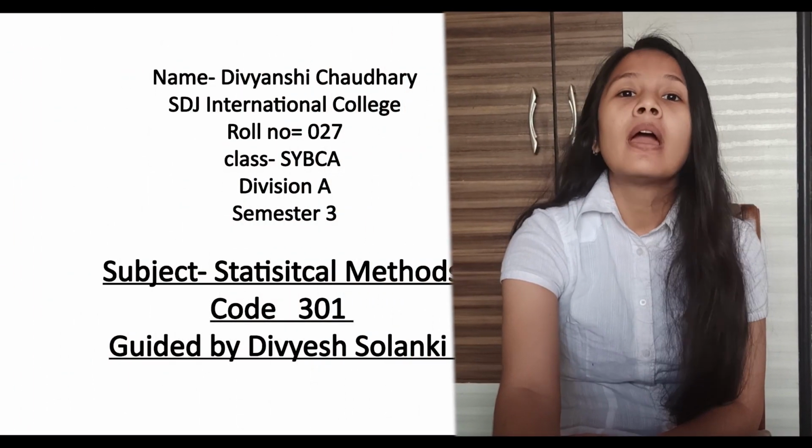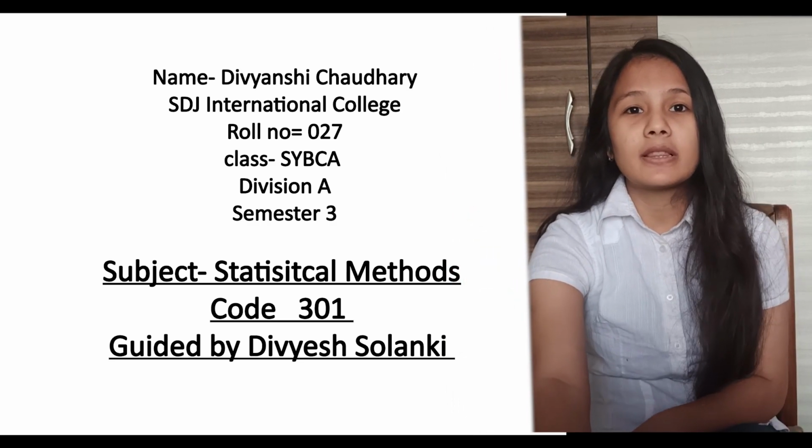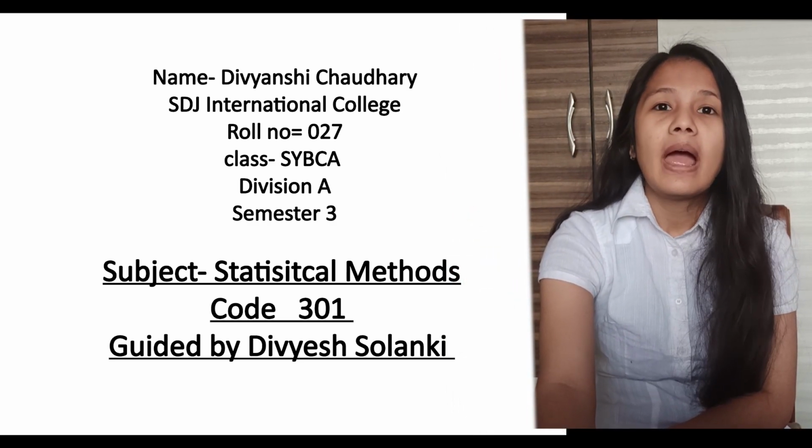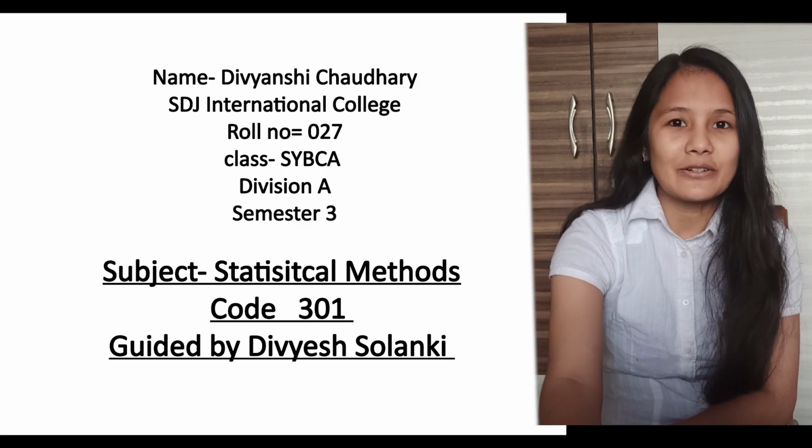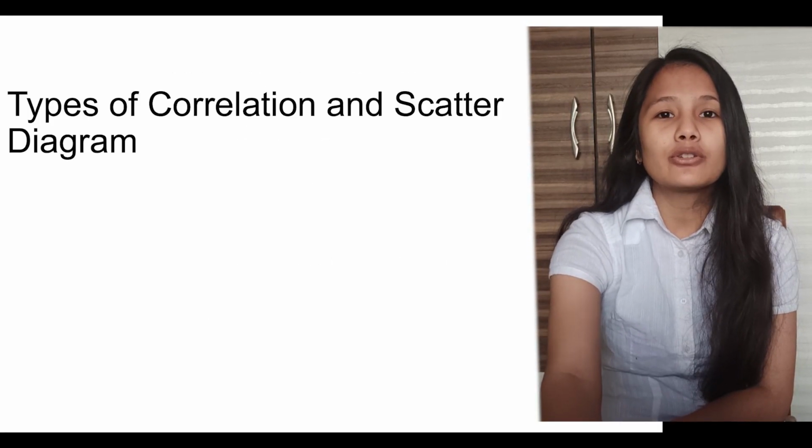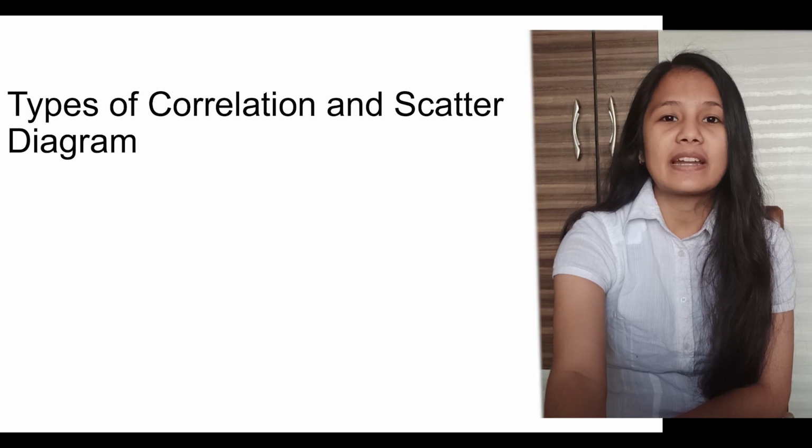My class is SYBCA, Division A, subject Statistical Methods, subject code 301, guided by Divyanshi sir. Today we are going to talk about types of correlation and scatter diagram.